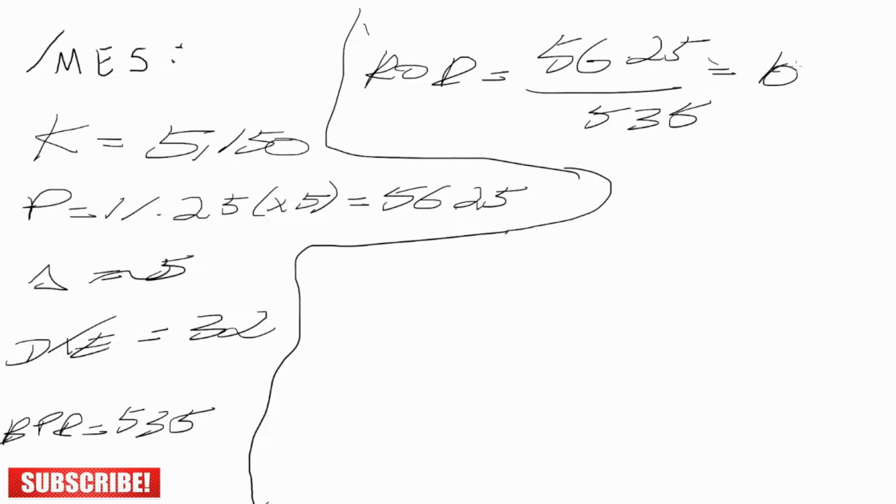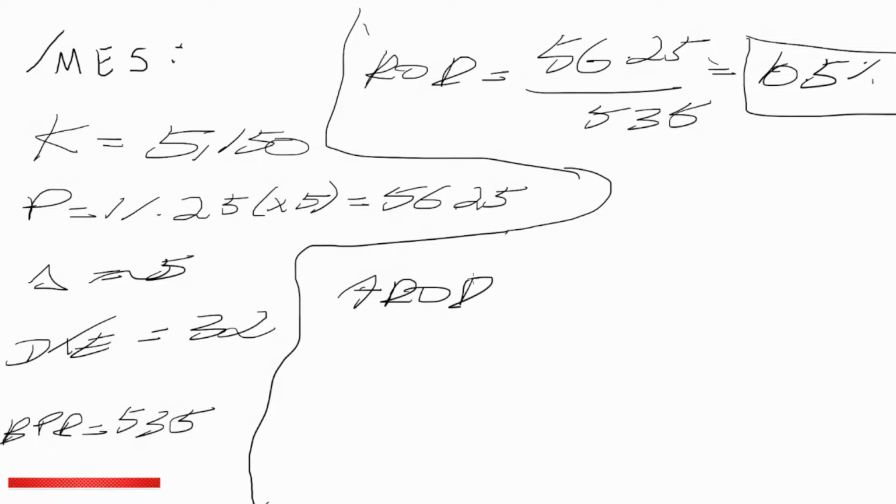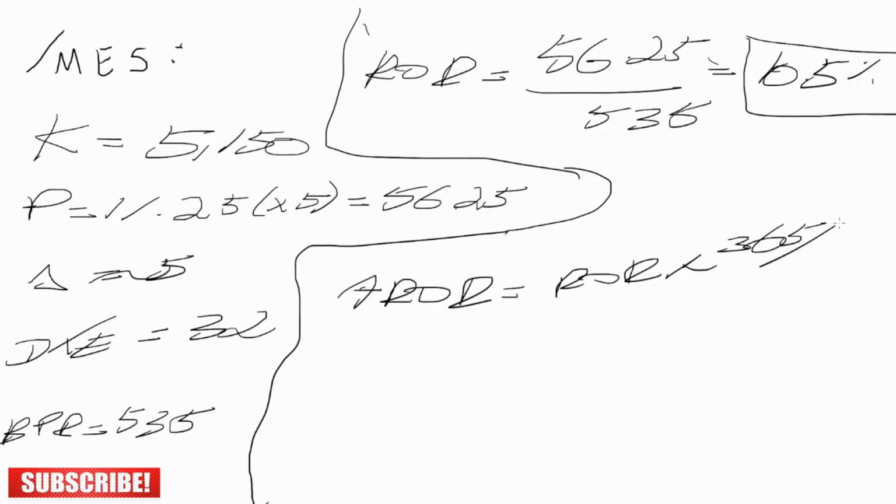So 10.5%. Okay. Look how much we get. Way better than the SPY. So now our AROR, okay. Now it's going to be what? Our ROR, okay, multiplied by our DTE, 365, divided by 32.